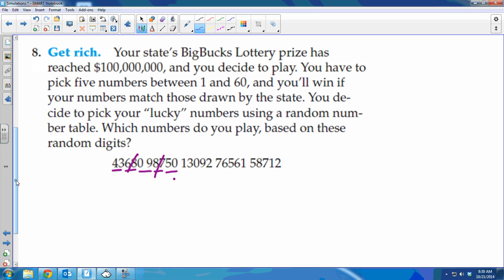It's 5 numbers. Okay. I've got 1, 2, 3 numbers so far, right? 13. 9. Didn't we already use 9? Can you use it again? Okay, so if we can use it again, we use 9 again. If it has to be 5 different numbers, then we would use 27, right?